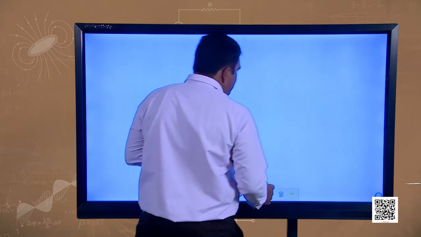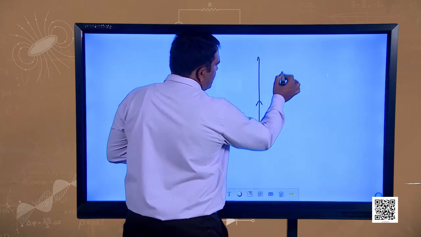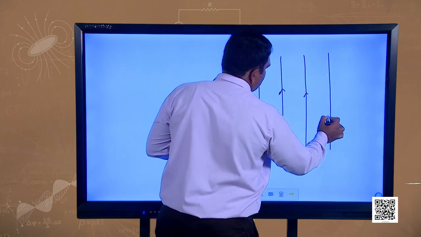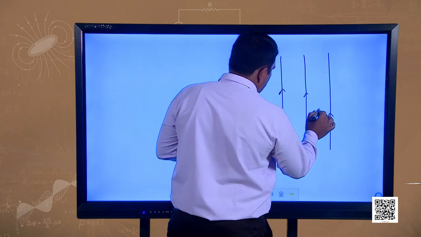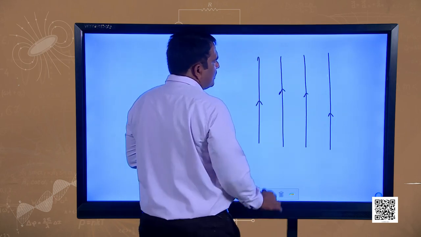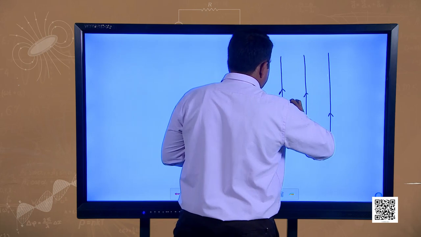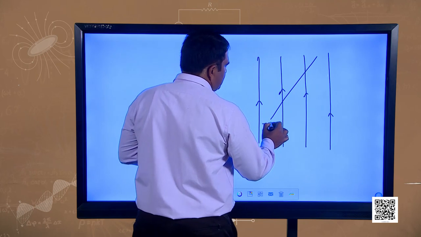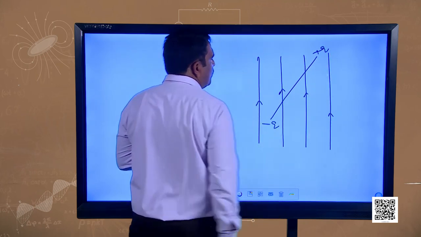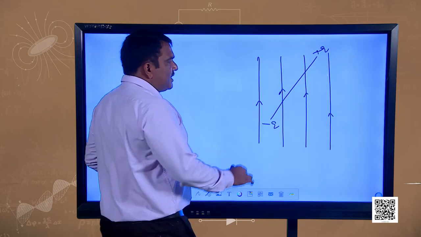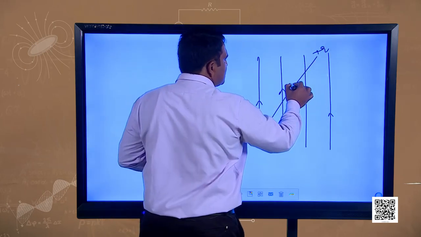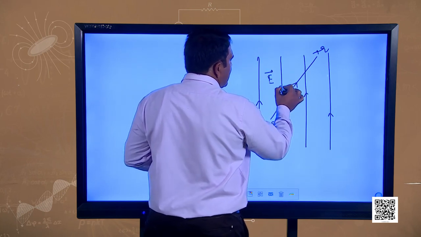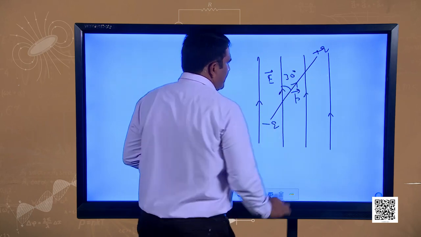And you can show it diagrammatically like this. Suppose this is the direction of electric field. So, the dipole moment of the dipole should make 30 degree angle with the direction of electric field. Suppose this is minus Q, this is plus Q, this is your dipole, and the direction of dipole moment is from negative charge to positive charge. This is the direction of P, this is the direction of E. So, this angle should be 30 degree.